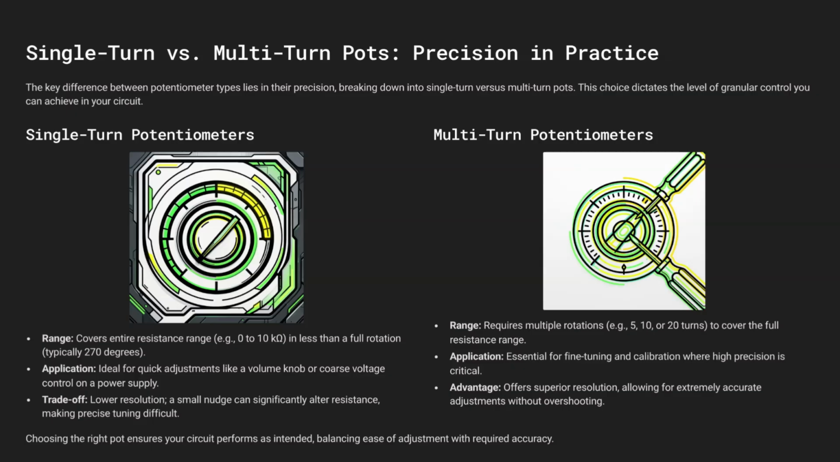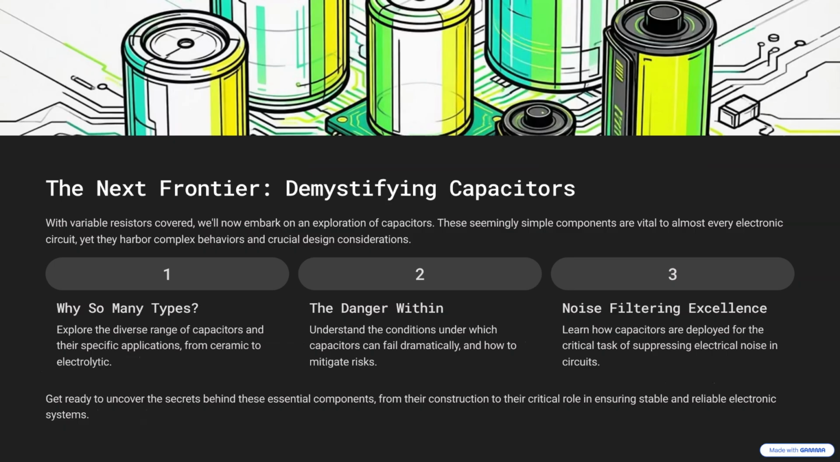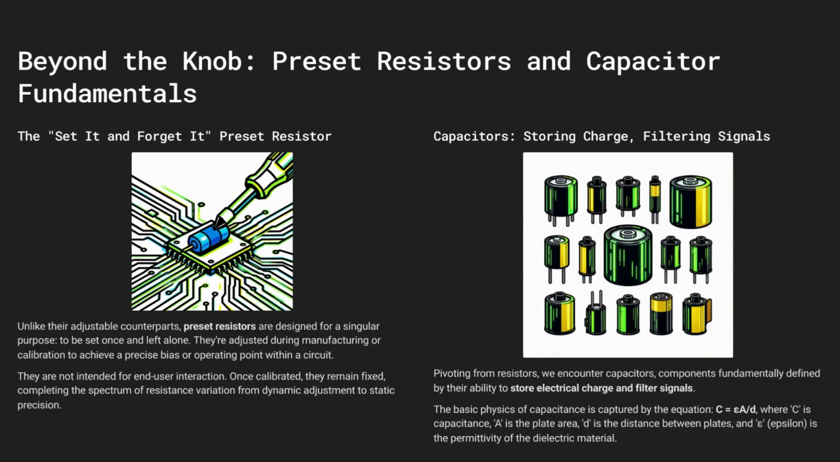Okay, that wraps up resistors nicely. Let's pivot now to capacitors, the component that really defines charge storage and filtering. And with capacitors, we're suddenly dealing with a much, much wider range of materials than with resistors. And that difference really starts with the basic physics, the fundamental equation, C equals epsilon A over D. That's where it all begins.